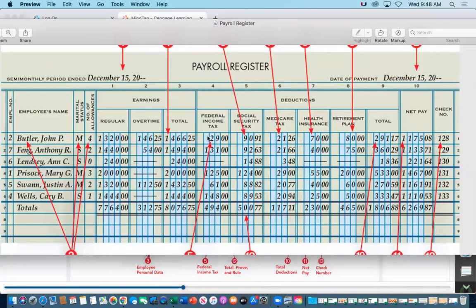12.2 was doing the federal income tax, Social Security, and Medicare tax. So we've done this part as well. Okay. Now what we're going to do is talk about health insurance, retirement plan, a variety of different things.